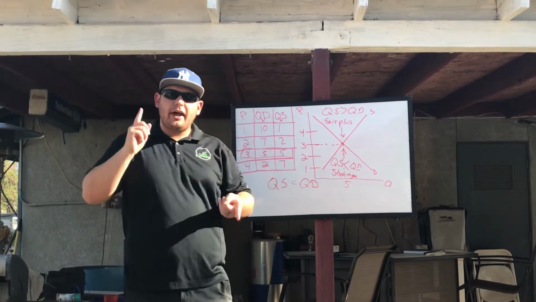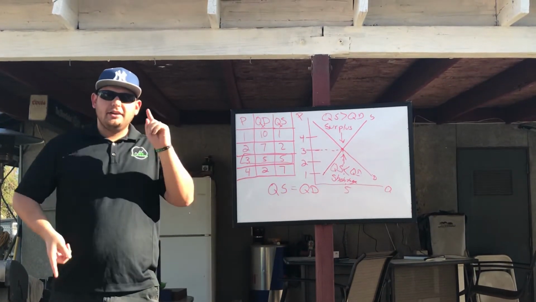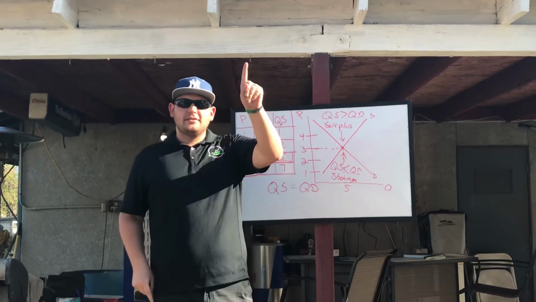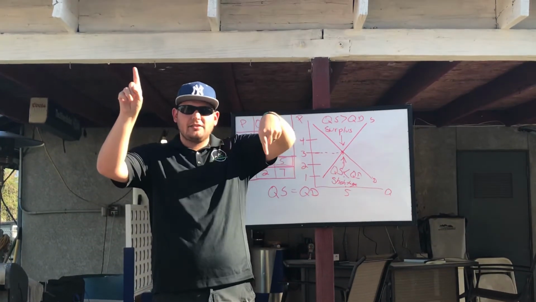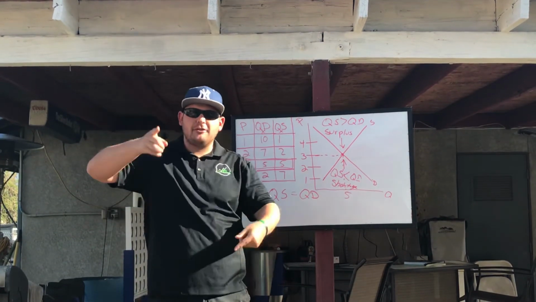Then we also have the shifters. If you said increase, that's a move to the right. A decrease is a move to the left. Now we're going to move to supply. Price goes up, quantity supplied goes up. Price goes down, quantity supplied goes down. We have this move right here. We should have done that first, but that's okay.